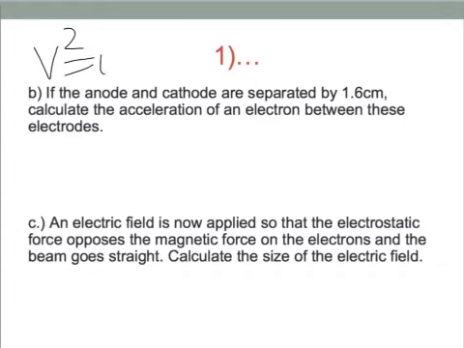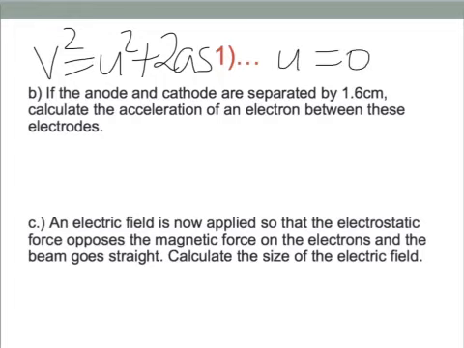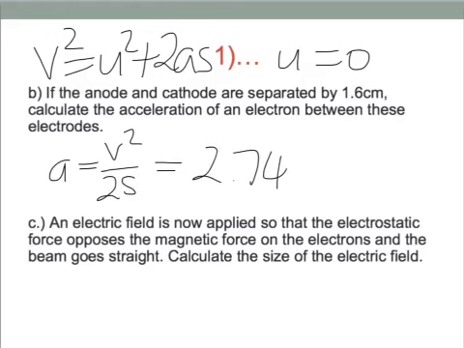V squared equals U squared plus 2AS. Solving for A, assuming U to be 0, because that's a fair assumption. And we just found V before, so I'm just making sure to change the displacement S into meters. Rearranging that, you should use this. We get a value 2.74 times 10 to the 15 meters per second squared.